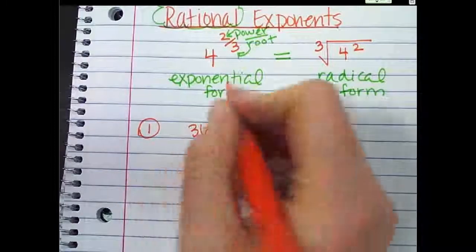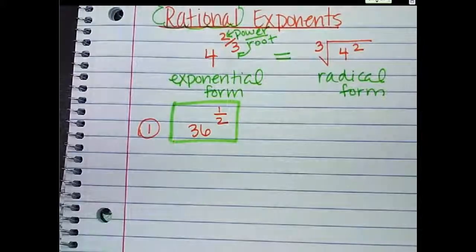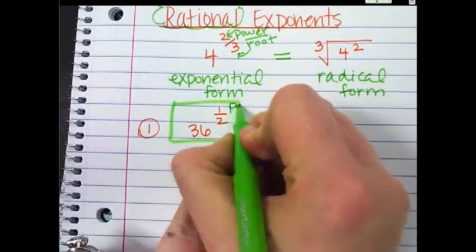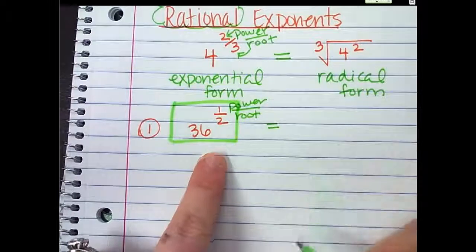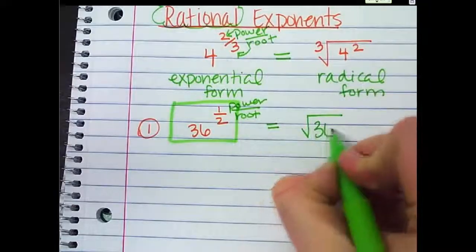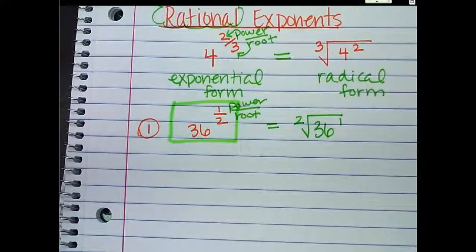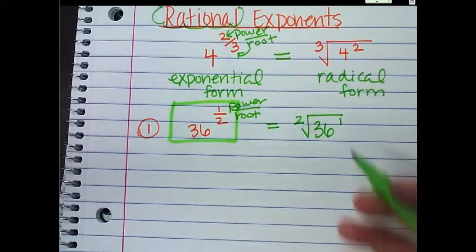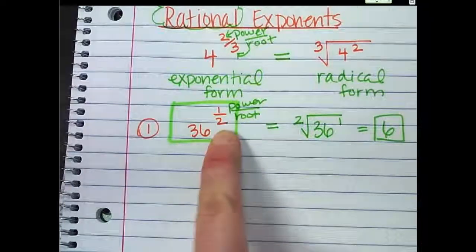Okay, so number 1, 36 to the 1/2 power. So when you look at your exponent up here, remember it's power over root. Power over root. So when you rewrite this, you write your root, and the 36 goes underneath. I have a 2 out here, and my power is 1. And if it's a 1, you don't have to write the 1, but if it helps you, that's fine. What is the square root of 36? 6. Just 6. So you'll get used to seeing a 1/2 power is the same as a square root.